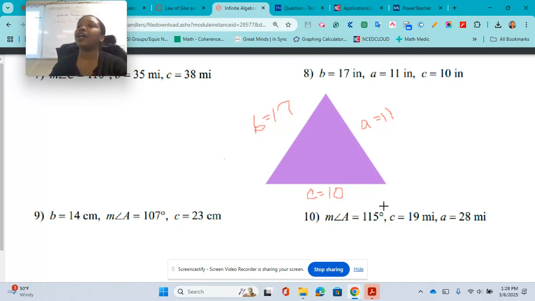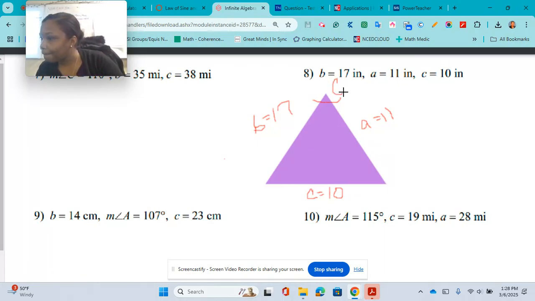In order for us to use the law of cosine, we always start with the what? The smallest side. Okay, so that'd be C, 10. Yes. So since we have C that is 10, this will be angle big C.